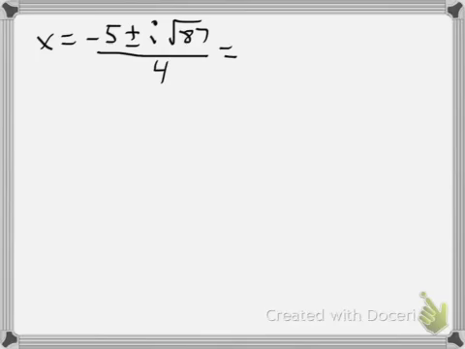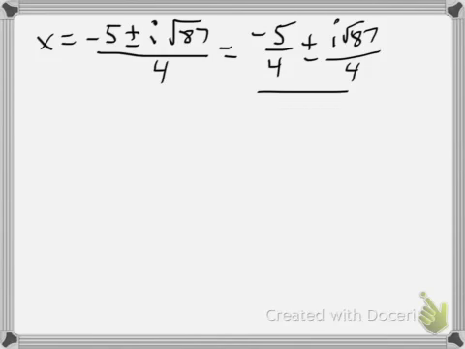If you want it in standard form, it turns out root 87 is a prime number, so you're not going to get any perfect squares out of it. So in standard form, a plus bi, you're going to get i root 87 over 4, and there's your answer. Okay, that was 31.